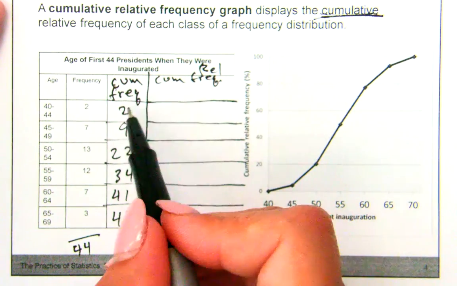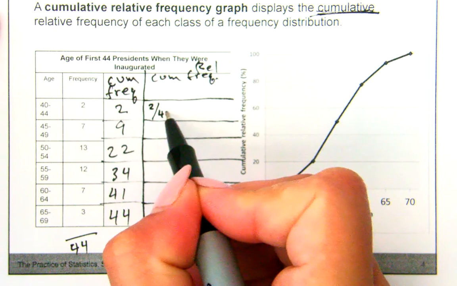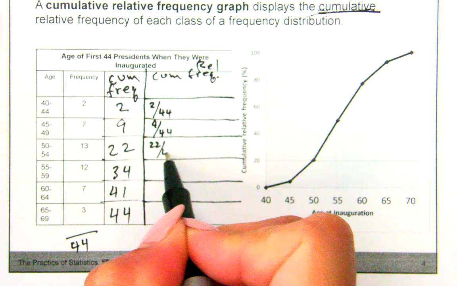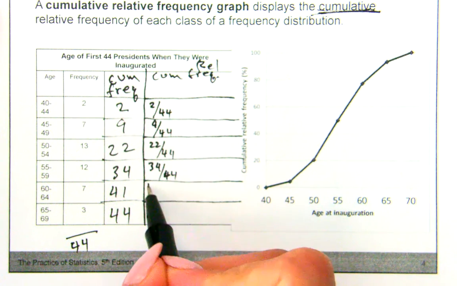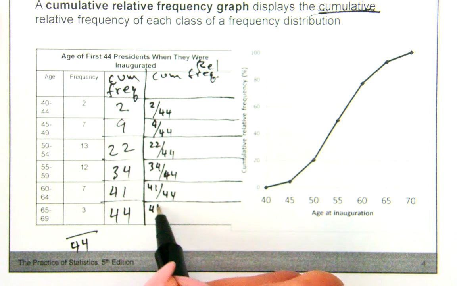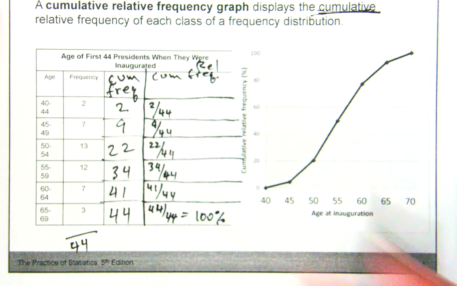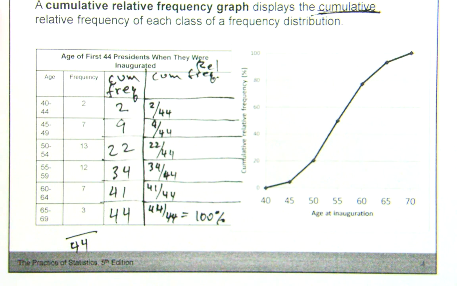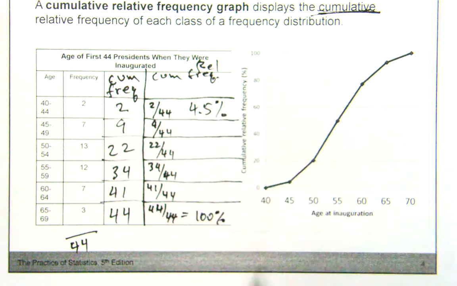I'm sorry, taking the... you'll see in a second. It's a tongue twister. Okay, basically, you're just going to do the same thing you've done before. 2 out of 44, 9 out of 44, 22 out of 44. I have to do this on a slant because I'm running out of space. 34 out of 44, 41 out of 44, and then 44 out of 44. And the last one should be 100% because you have all of your presidents. 2 out of 44 should be 4.5%. Somewhere around there.